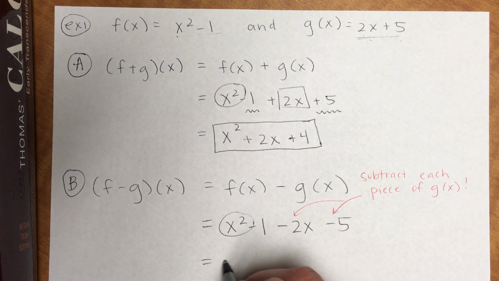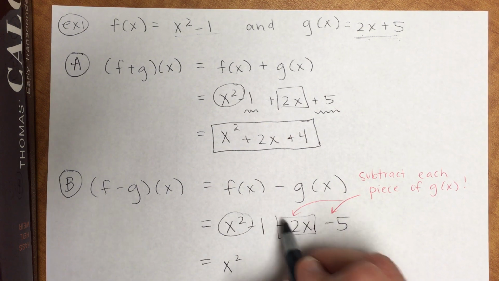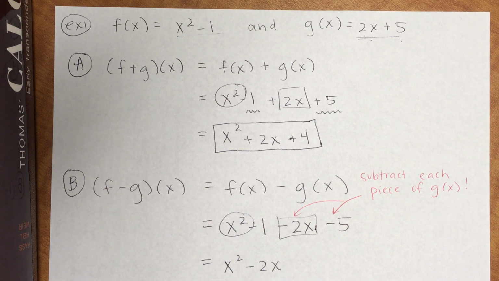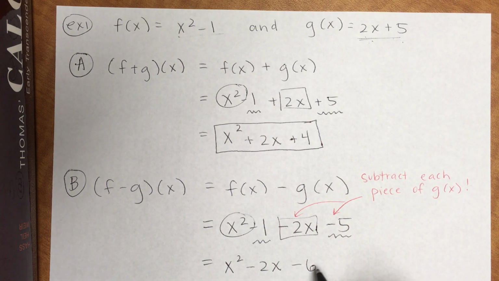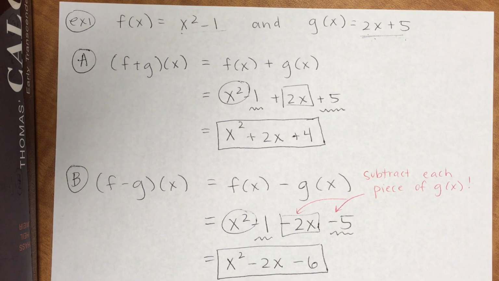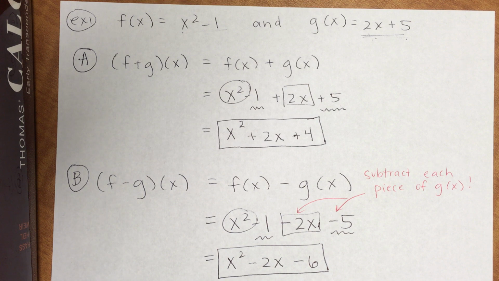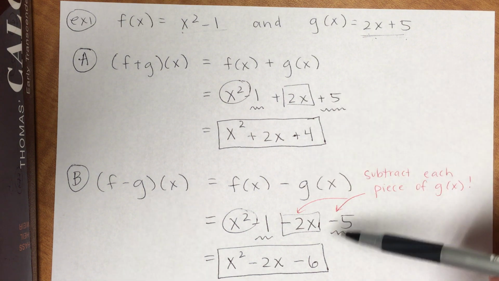So this again is my only x squared term. Again, this is my only term with an x in it. And then I can add my two constant whole numbers together. They're on the same side of the equal sign, so just add them together. So negative 1 plus negative 5 is negative 6. Okay, so straightforward, those are just adding and subtracting.